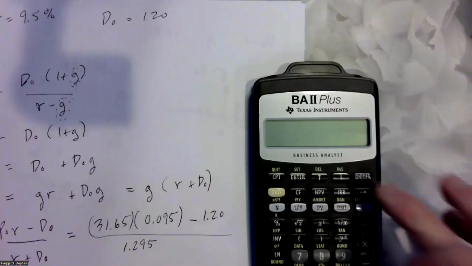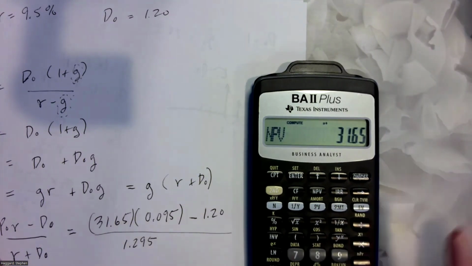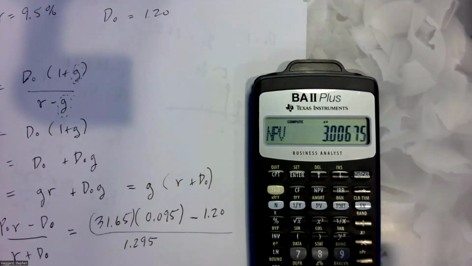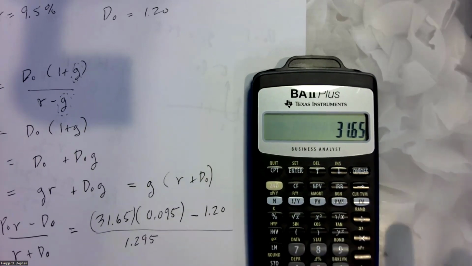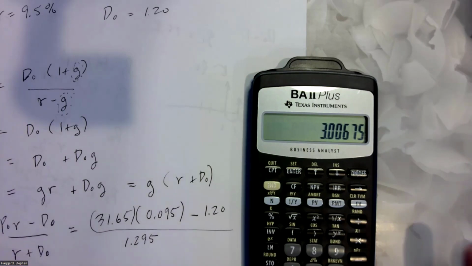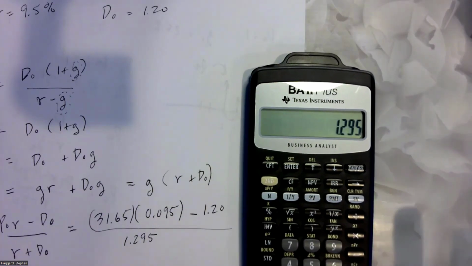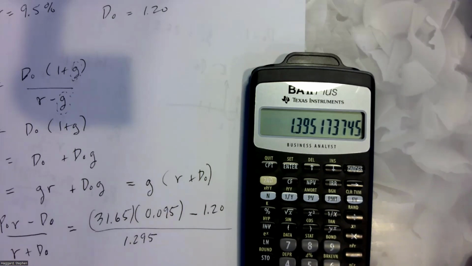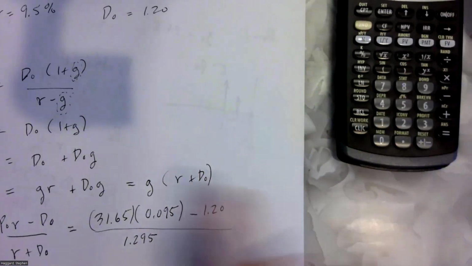Okay, so here we go with the calculator. 31.65 times 0.095 equals 3.00675 minus 1.2 equals, divided by 1.295 equals. I've messed something up here. I have definitely messed something up here. Let's go back and look through.